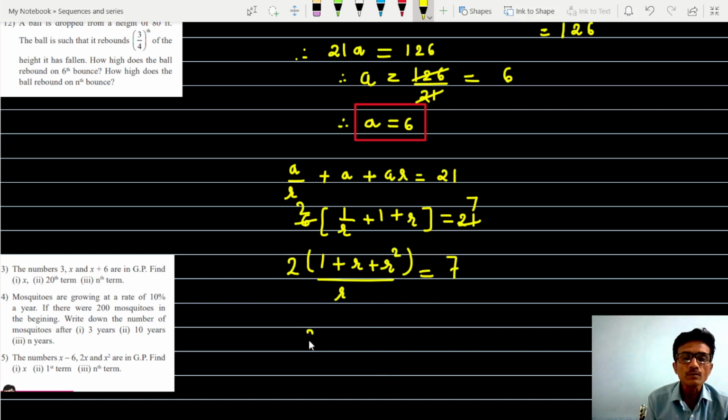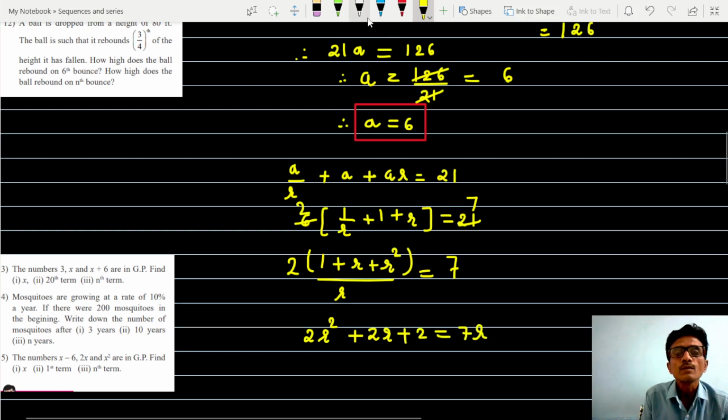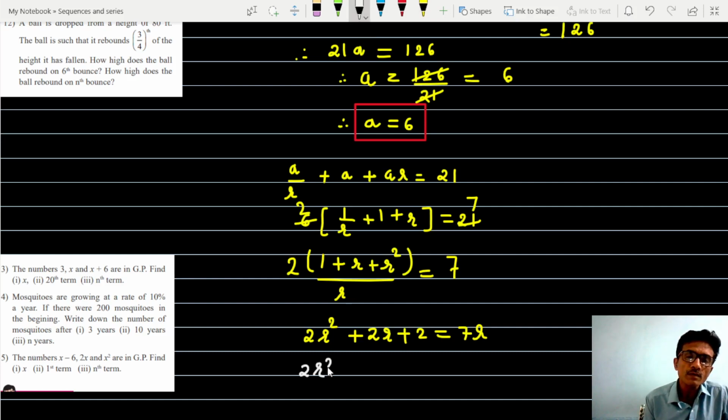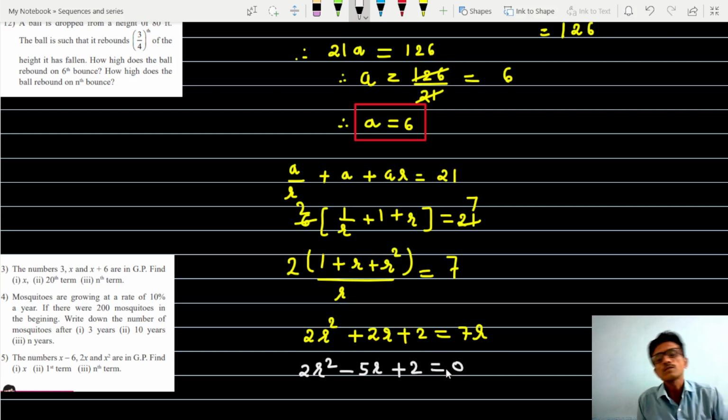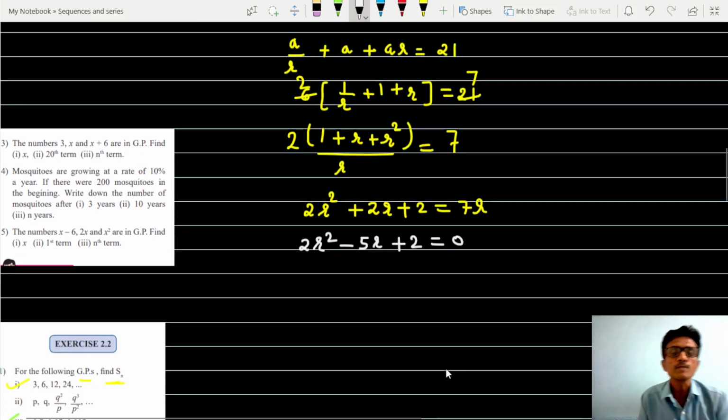So therefore 2r square plus 2r plus 2 is equal to 7r. Cross multiplication will give this. So then you are getting a quadratic equation 2r square minus 5r plus 2 is equal to 0. 7r we are taking in the left hand side.